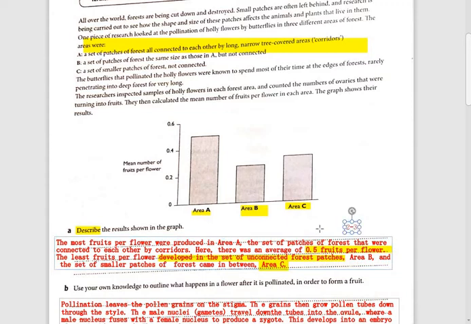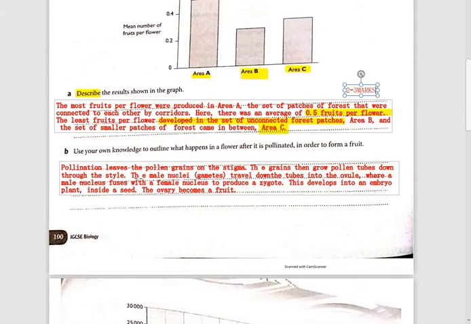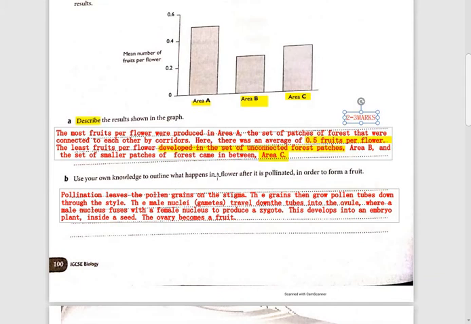This is almost 2 to 3 marks. It can vary. So use your own knowledge to outline what happens in a flower after it's pollinated in order to form a fruit. This is actually a very simple question. Sometimes the question can be rephrased in such a way.